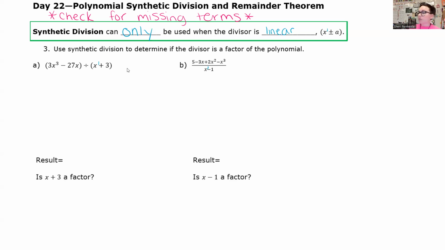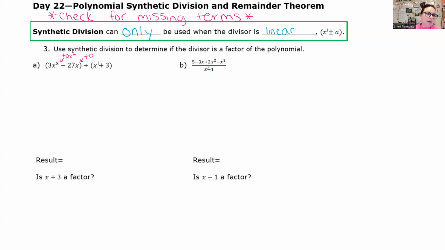So synthetic division, before we can begin, we have to check for missing terms. So looking at our first problem, we've got x to the third and then x to the first. Am I missing terms? Yes. So I need to add those in. I'm missing plus 0x squared. And I'm missing at the end just plus 0. I'm missing a constant.